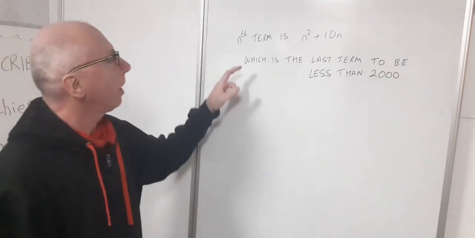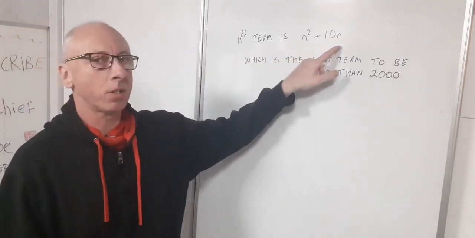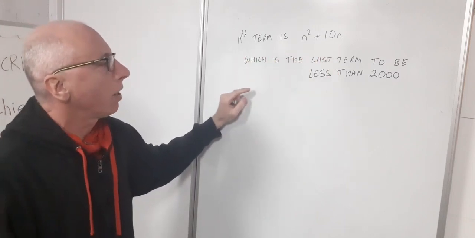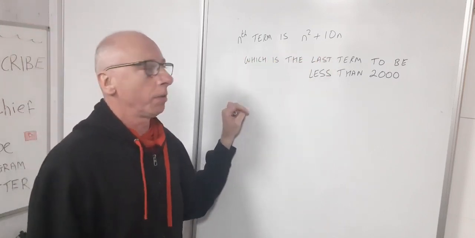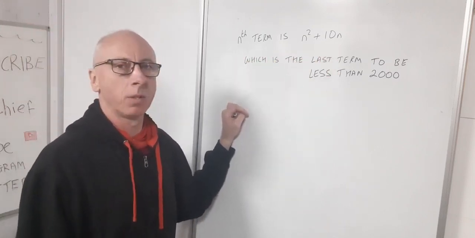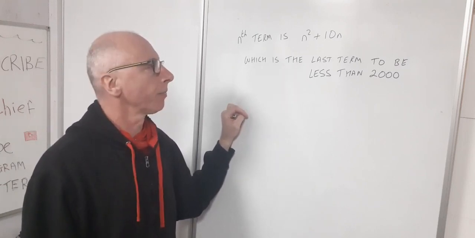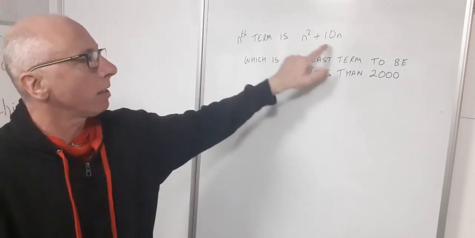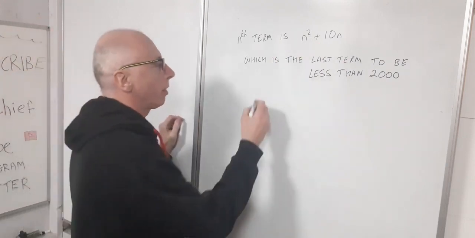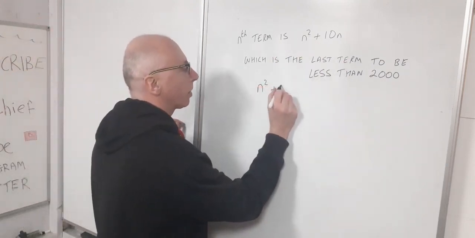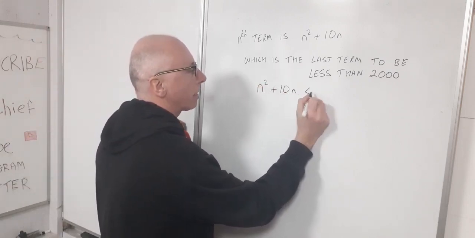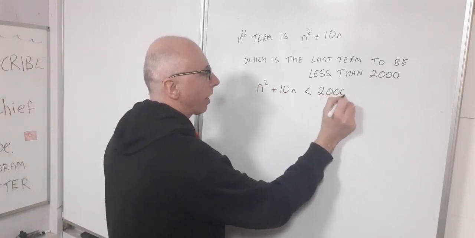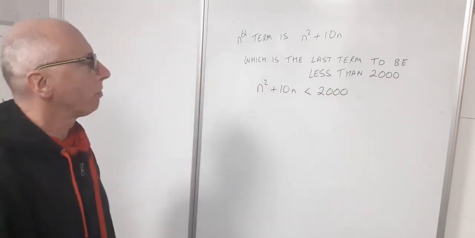In this question, I've got the nth term of a sequence is n squared plus 10n. And I want to find which term is the last one to give me a value less than 2000. So I could write that as an inequality using this and this. So I could say n squared plus 10n is less than 2000. And that would be fine to write that like that.